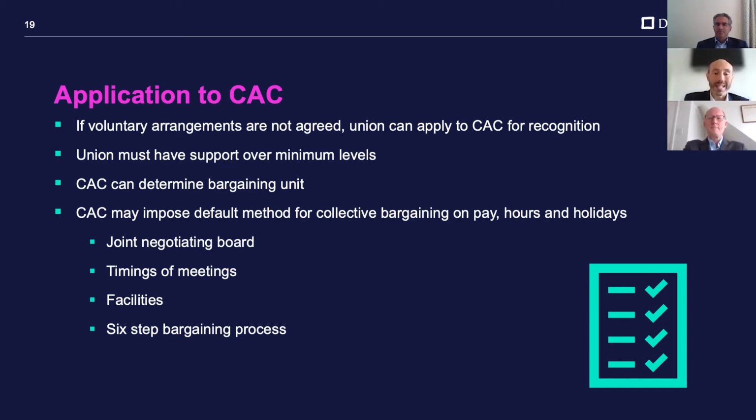And the CAC can, if nothing else is agreed, impose a default method for collective bargaining on pay, hours, and holidays. What that default method looks like is that they will put in place a mandatory joint negotiating board, and there'll be clear rules about how many individuals on the employer side and on the union side will make up the negotiating board, how long people sit, who will be the chair of meetings, the timings of meetings, and the facilities the employer has to put in place to manage those meetings and allow access for the unions. And then there'll be a 6-step bargaining process set out, so a formal set process in terms of proposals, meetings, counter proposals, and so on. So it all becomes pretty rigid and set in stone.